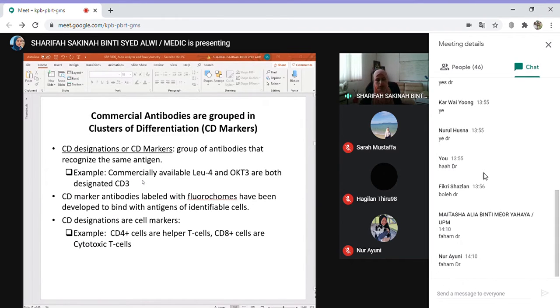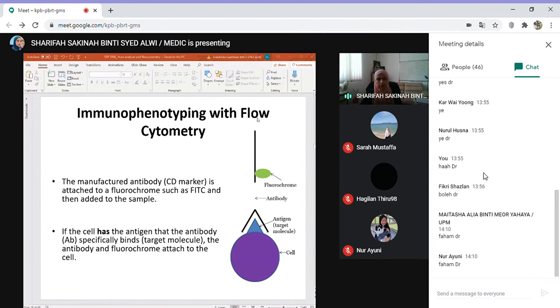Meaning that if, let's say, you want to look for a specific protein, and you're not sure whether the stain or the antibody that you use is going to work, what you can do is purchase the marker. So CD marker antibodies labeled with fluorochromes have been developed to bind with antigens of identifiable cells. So CD designations are cell markers, for example CD4, which is a helper T cell, and CD8, which is cytotoxic T cell. All right, so immunophenotyping with flow cytometry.